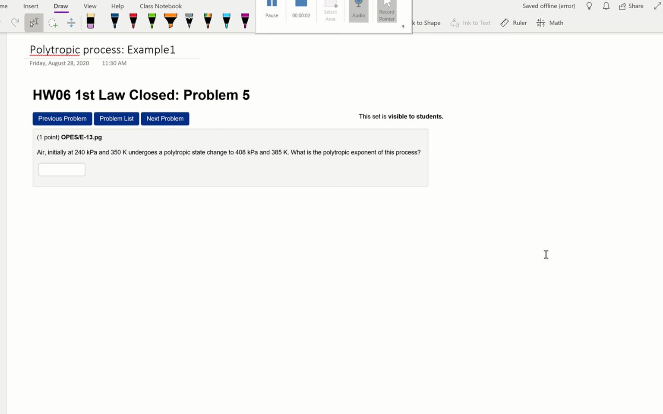Hi, for this problem, we're going to look at polytropic process. Let's take a look. It's an example from WebWorks. Air initially at 240 kilopascal. So let's write down what's given. Pressure 1 is 240, and temperature is 350 Kelvin.